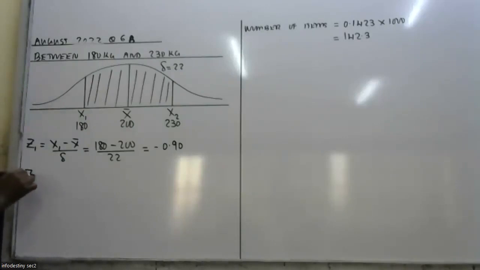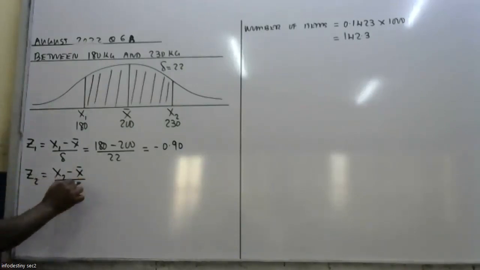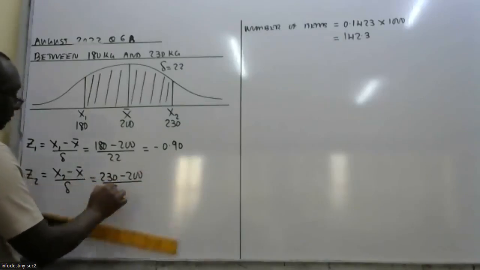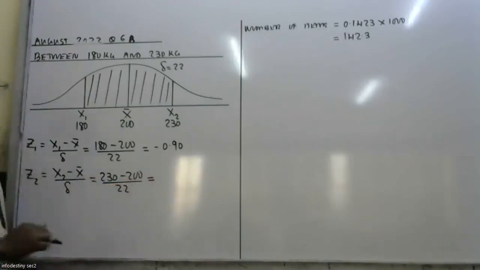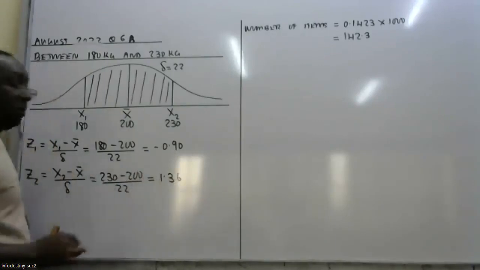Then we go to Z2. That is X2 minus X bar, we divide by standard deviation. So this will be 230 minus 200, you divide by 22. That gives 1.36.